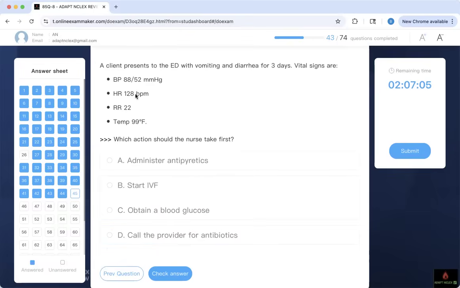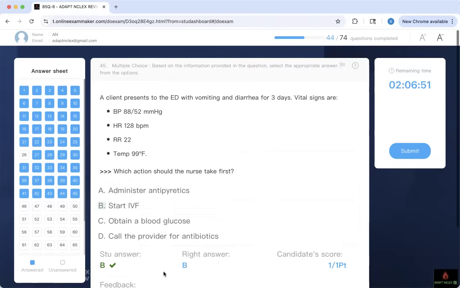All these things are leading to what? Tachycardia, hypotension, tachypnea. That is shock. When you're in shock, what do I give you? I give you fluid because you are in hypovolemic shock. You've been vomiting, having diarrhea. I start IV fluid.